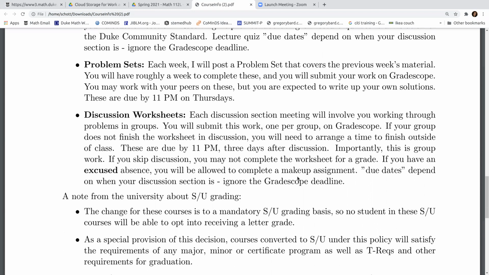And then the third and final category are the discussion worksheets, which I talked quite a bit about in the other video on discussions. But I do want to emphasize that, again, for that category, your due date depends on your discussion section. So everybody gets 3 days following their discussion section, and it's due at 11 p.m.